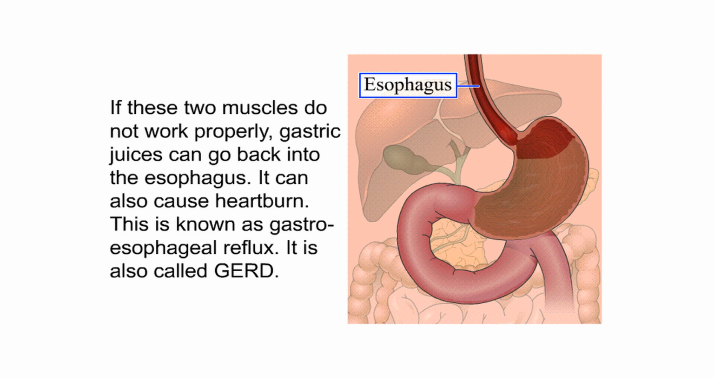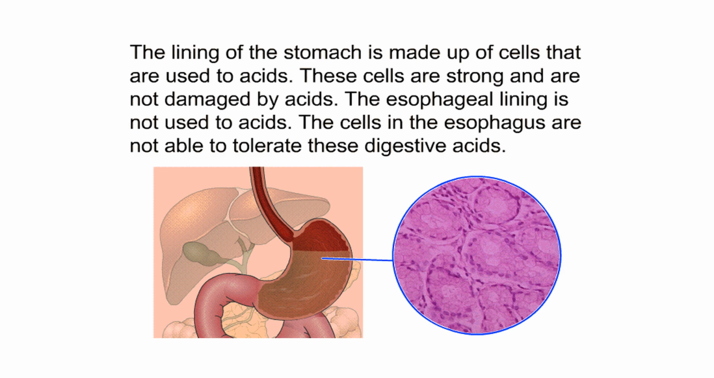If these two muscles do not work properly, gastric juices can go back into the esophagus. It can also cause heartburn. This is known as gastroesophageal reflux. It is also called GERD. The lining of the stomach is made up of cells that are used to acids. These cells are strong and are not damaged by acids. The esophageal lining is not used to acids. The cells in the esophagus are not able to tolerate these digestive acids.